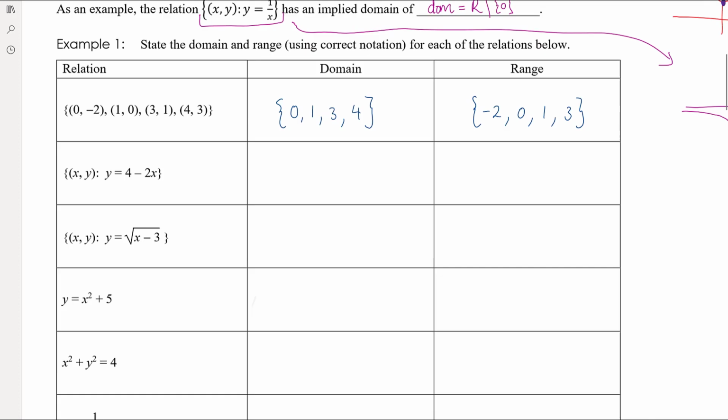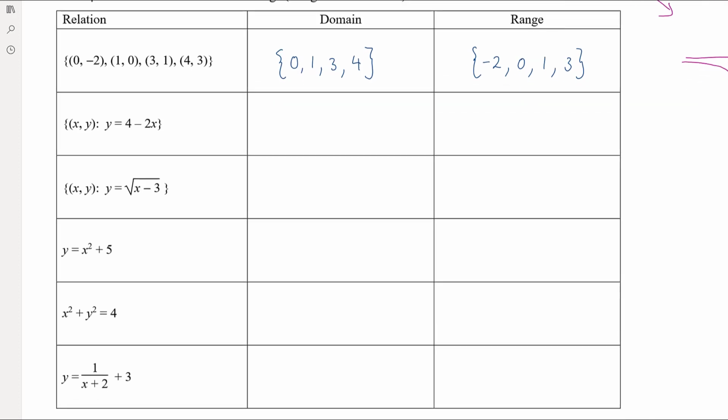Okay, then let's think about the next one. So, set of ordered pairs such that y equals 4 minus 2x. Okay, so that's a linear function. It's a linear function with a y-intercept at 4 and a gradient of -2. It's going to look something like that.